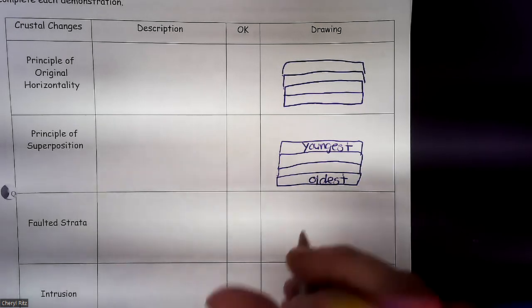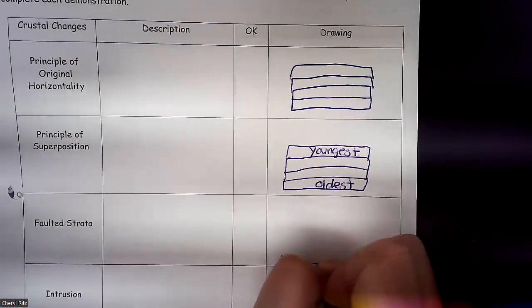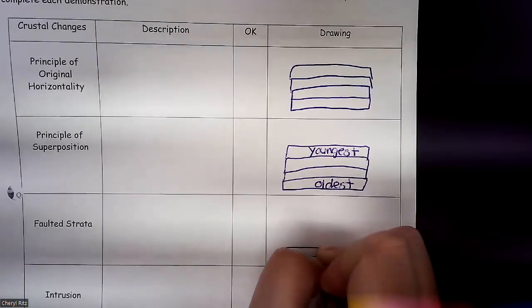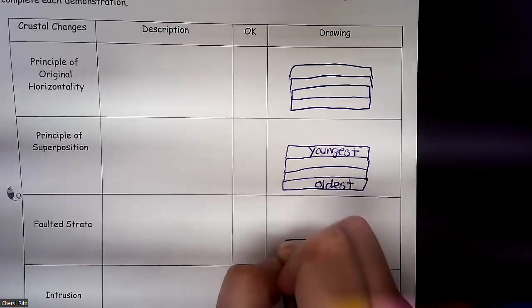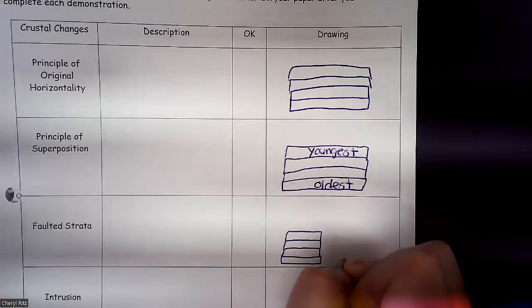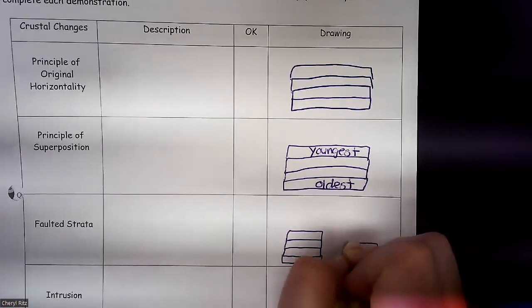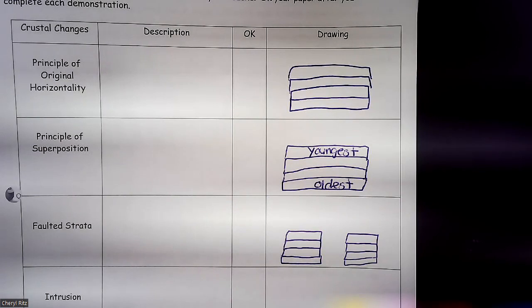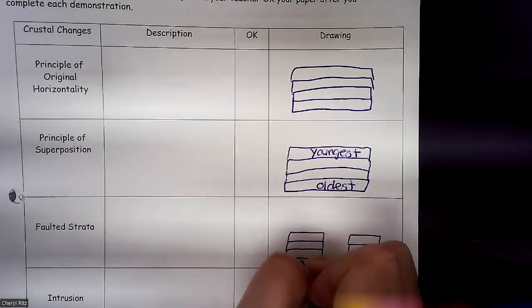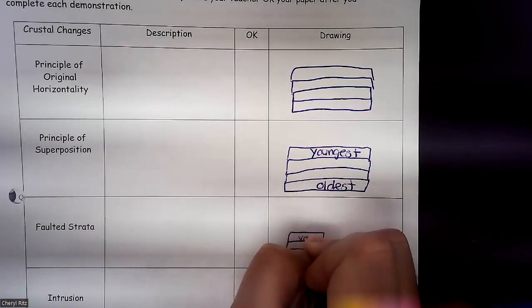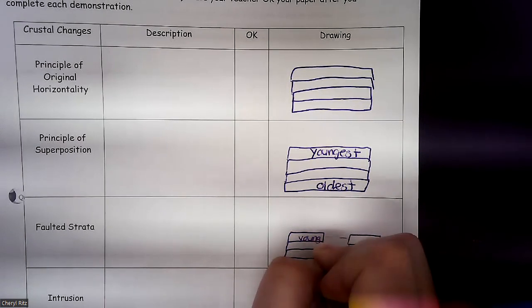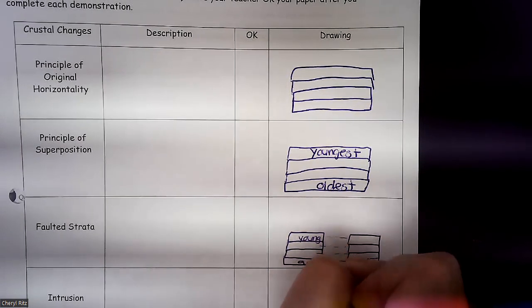Faulted strata was just broken layers. So again, not an overly complicated drawing, just showing that the layers can be broken, but still match up with the oldest being on the bottom and the youngest on top. And these would match up across the break.